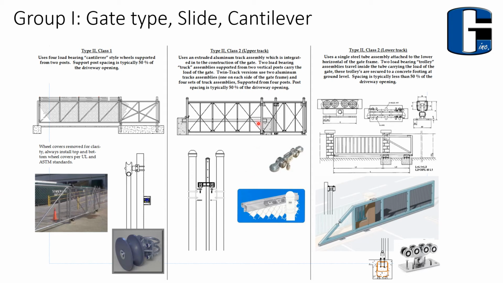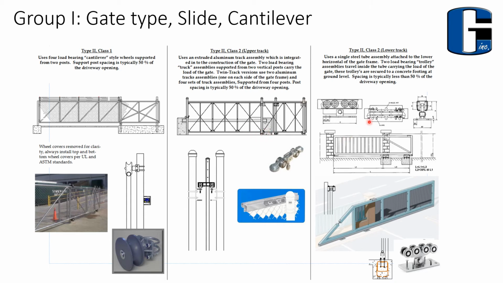Over here, this is our class 2 with an upper track assembly. So there's an extruded aluminum material built into the gate. Usually these gates are not so easily shop built. They're usually manufacturer built and bought to spec. Here you can see the upper trolleys, and they're carrying the load of the gate. And there's a trolley assembly up at the top here and a trolley assembly here. Down below is just a set of guide wheels to guide the bottom of the gate.